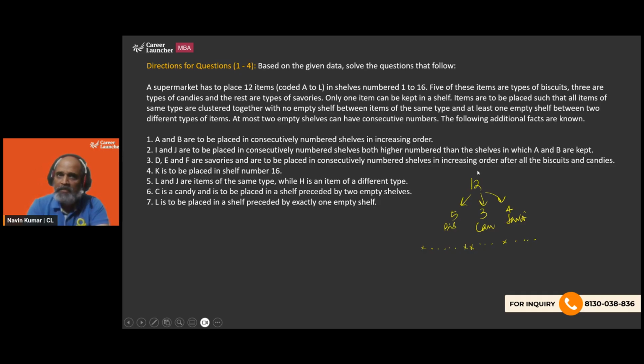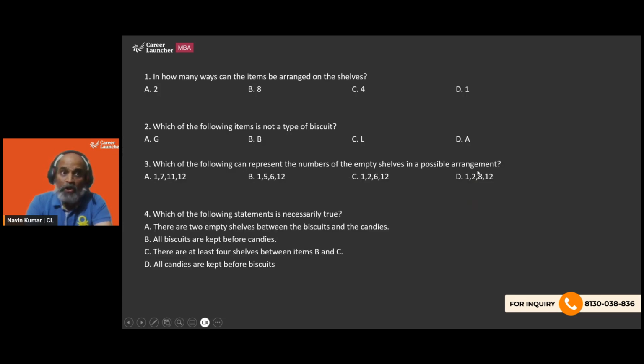So basically, these statements are talking about in which particular fashion each item from A to L is placed in the shelves. We are supposed to figure this out. Let's look at the questions in order to understand how much we will get to know. The first question says, in how many ways can the items be arranged on the shelves? And it goes up to 8 as one of the options. So we have to be careful. Second, which of the following is not a type of biscuit? A definite one. Third, which of the following can represent the number of empty shelves in a possible arrangement?